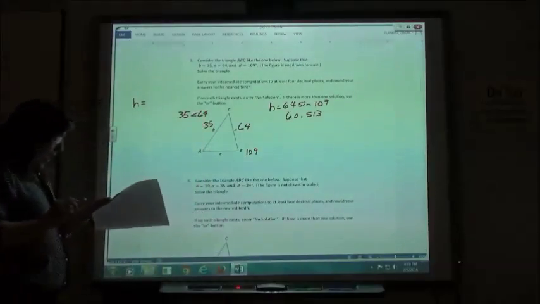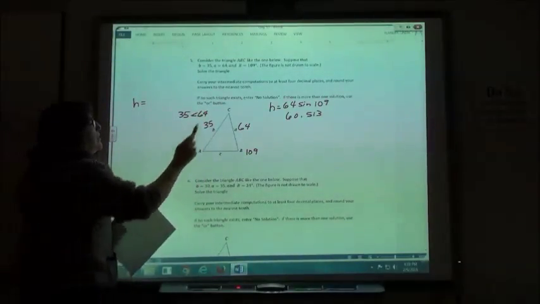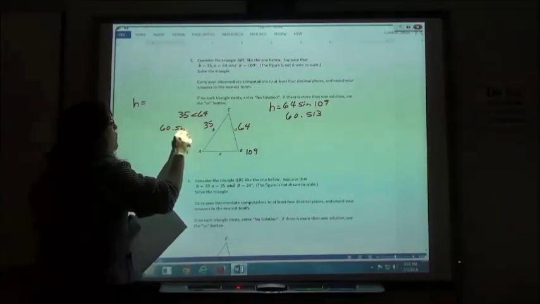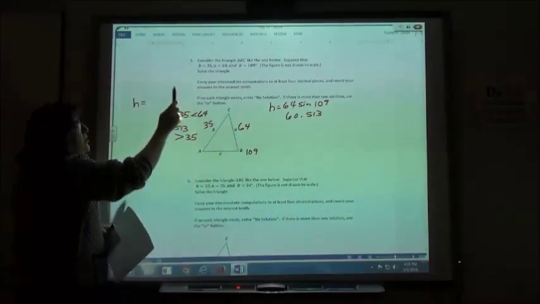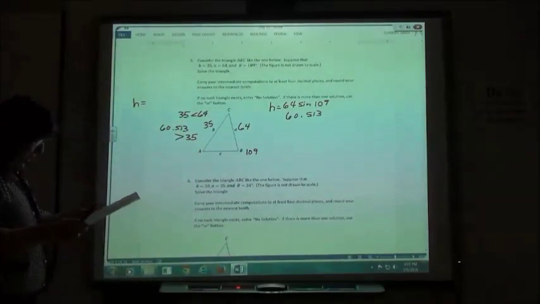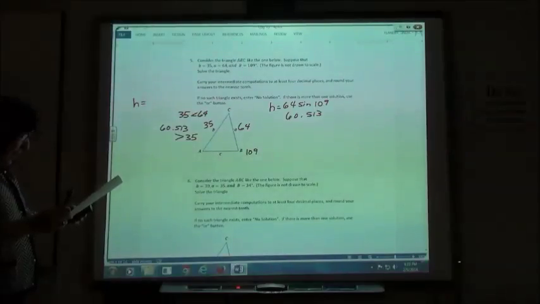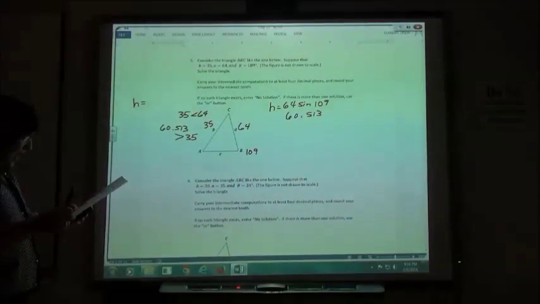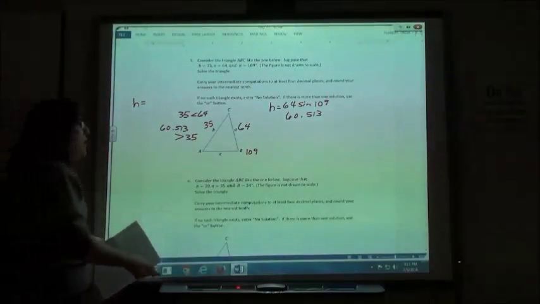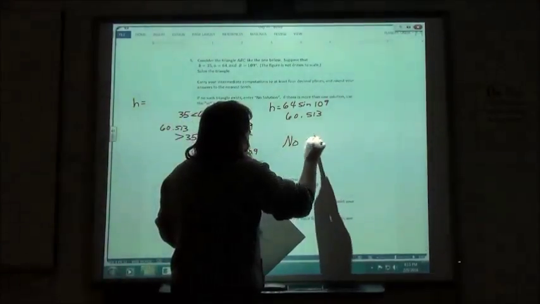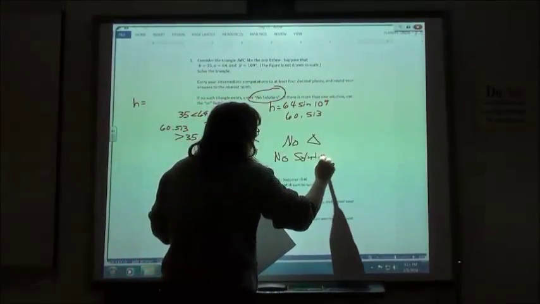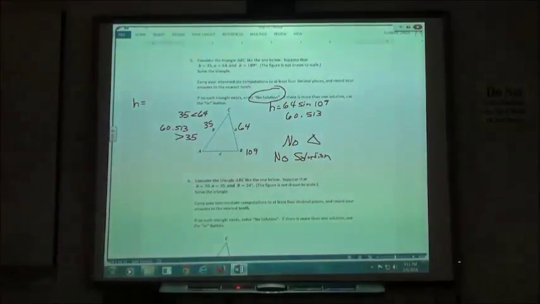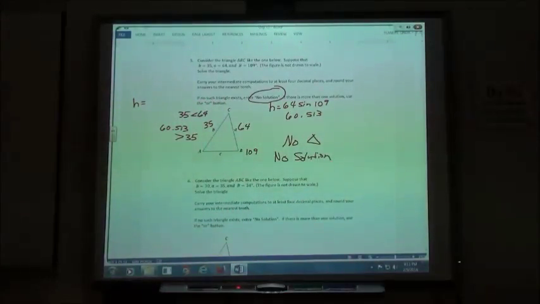And is H greater than the opposite? So H is 60.513. Is that greater than the opposite side of 35? Yes. So we got that the opposite side was less than the adjacent side, and H is greater than the opposite side. We're going to end up with no triangles, so we are going to say no solution. Hey, that was a quick one because it followed the test. If I follow my test, I'm not going to have any triangles that work, so I have no solution.